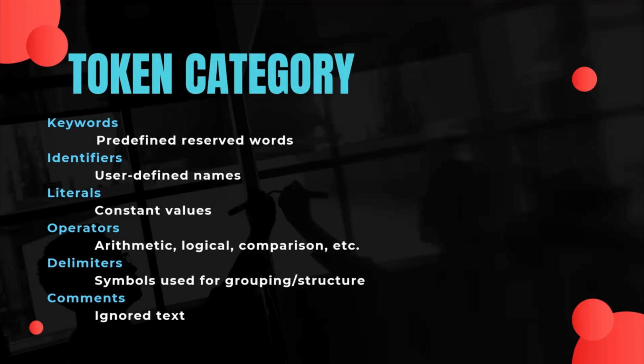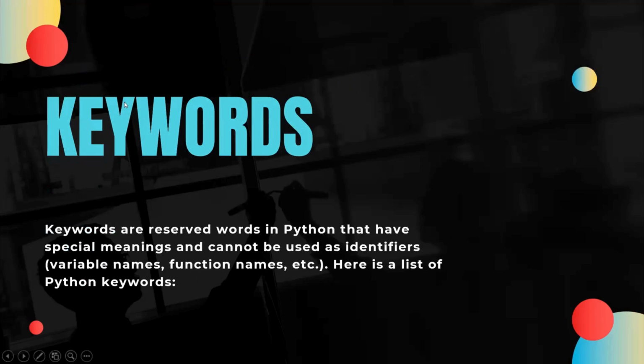Then we have delimiters, which means symbols used for grouping or structuring of data. For example, parentheses, braces, semicolon, colon, comma. All this comes under delimiters. Comments, in simple words, are ignored text. Comments are explanatory notes in a code that are ignored by the interpreter. If you want to make any notes in the Python programming language, you can use comments by hashtag. Next segment is keywords.